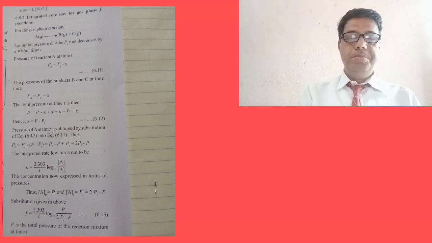A gas gives B gas plus C gas. This is a gas phase reaction. A is the reactant and B and C are the products formed in this reaction. So consider that the initial pressure of reactant A is Pi, which decreases by X within time T.